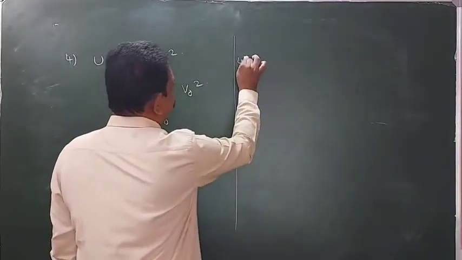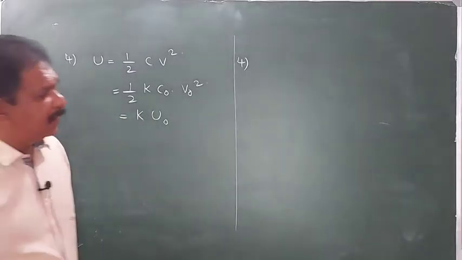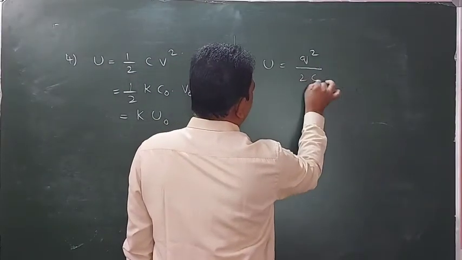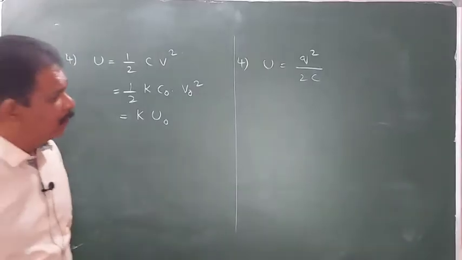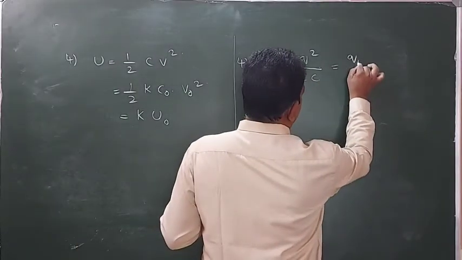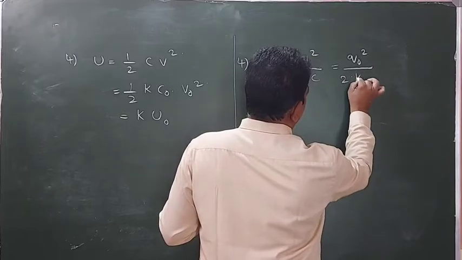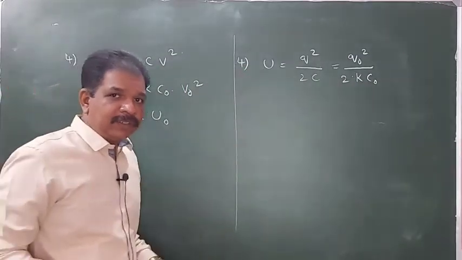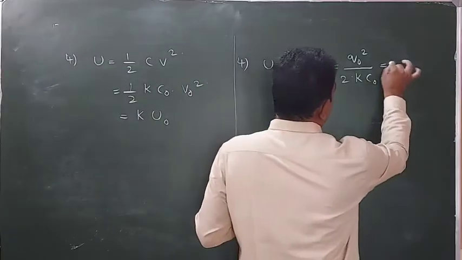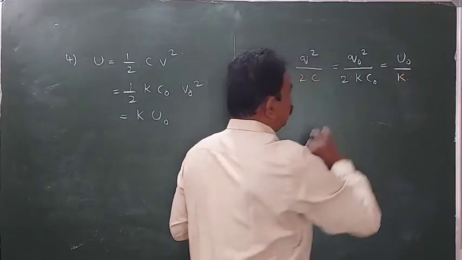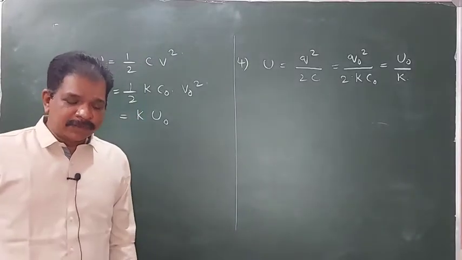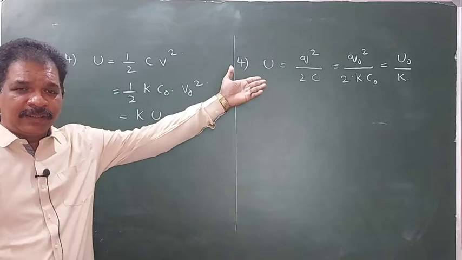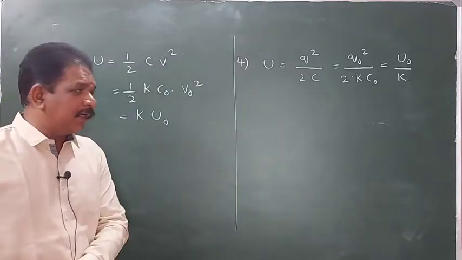Here what will happen to the energy? Here charge remains constant. We'll use the formula Q square by 2C. So this is Q naught square by 2 into K C naught. Q naught square by 2C naught is equal to U naught. So energy will decrease by 1 by K times. Okay, after introduction of the dielectric when battery is disconnected.